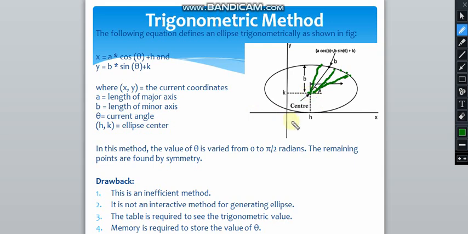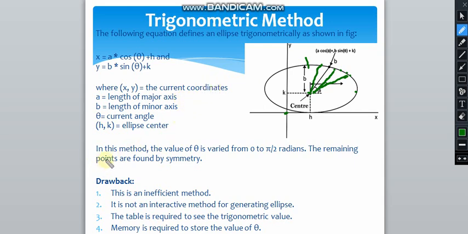It is not only possible that the ellipse starts from 0 comma 0. The center could be h comma k, any value that can be represented in two coordinates. In this method the value of theta is varied from 0 to pi by 2. The remaining points are found by symmetry. तो 0 से 90 डिग्री जब हम कैलकुलेट कर लेते हैं तो rest of the points which are to be plotted in quadrants 2, 3 and 4 are found with the help of ellipse symmetry.